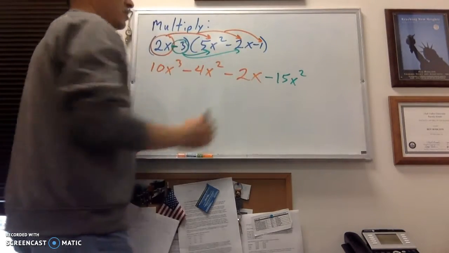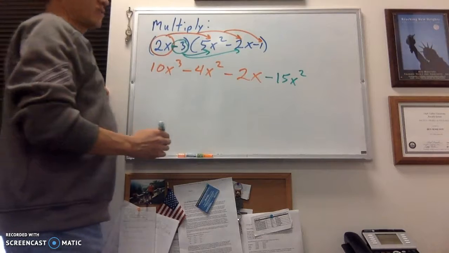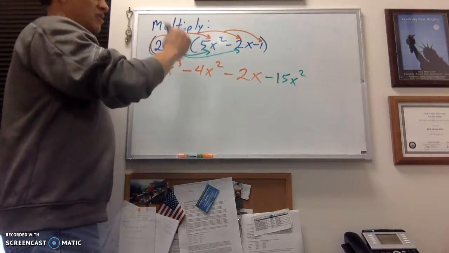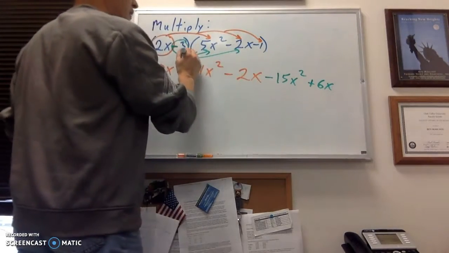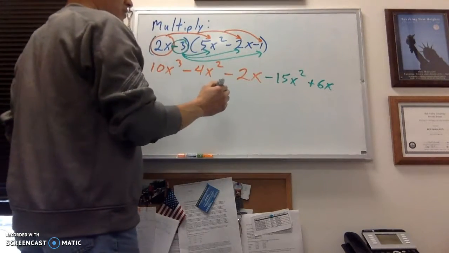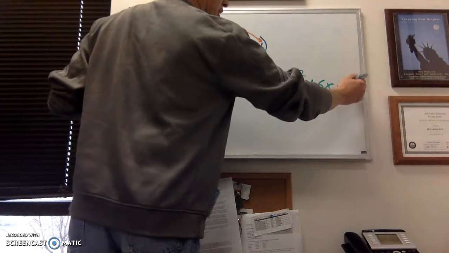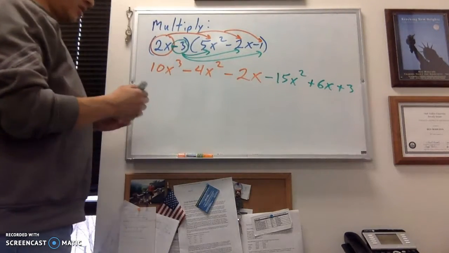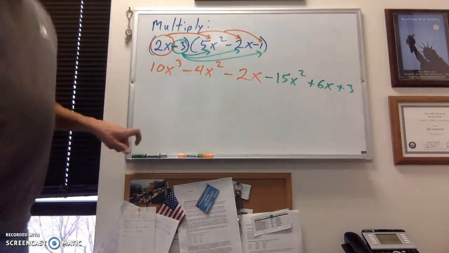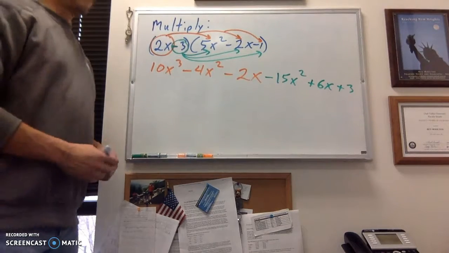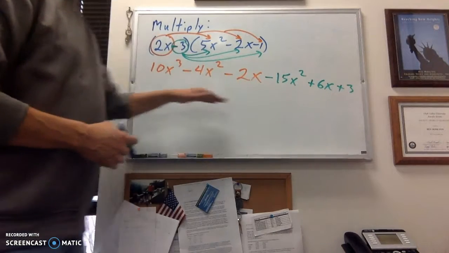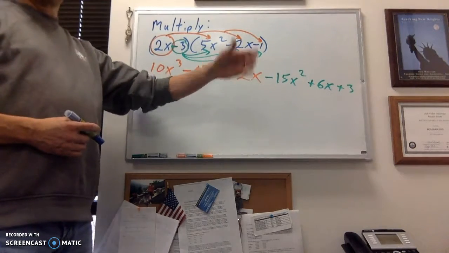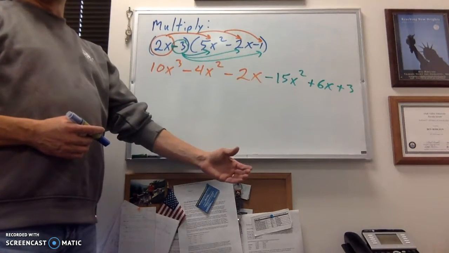Negative 3 times the negative 2x is a positive 6x. And then finally, negative 3 times the negative 1 is a positive 3. All right, so that ought to do it there. By the way, if you use the vertical format, what I have in green would have been underneath what I have in orange, and you would line it up according to like terms.